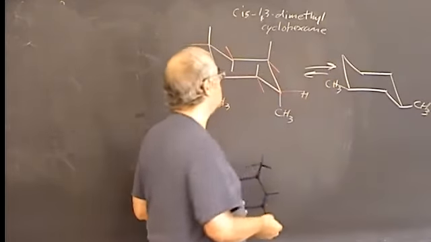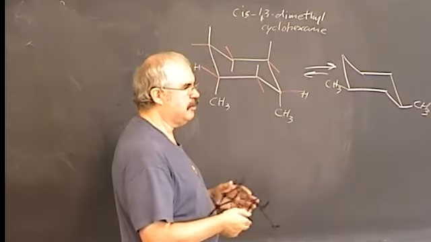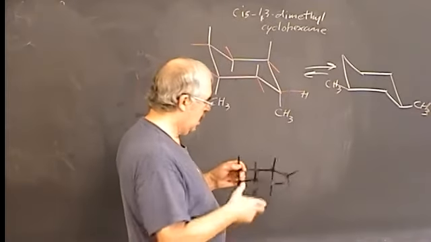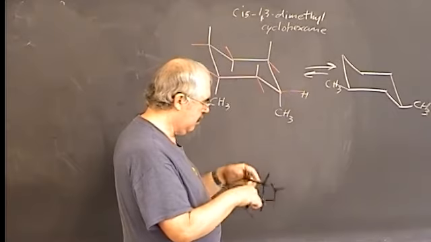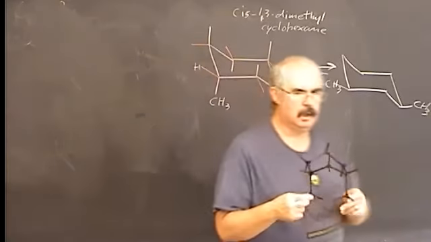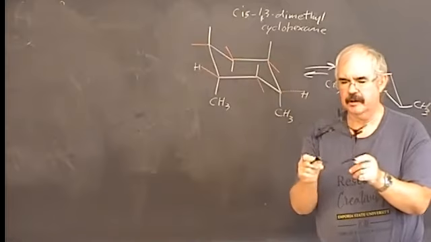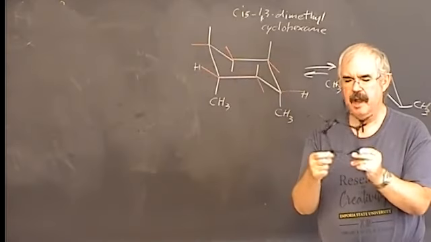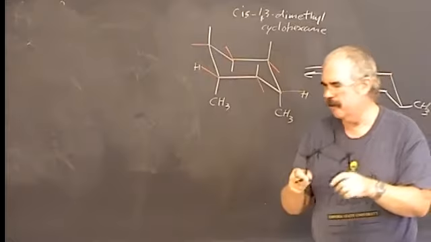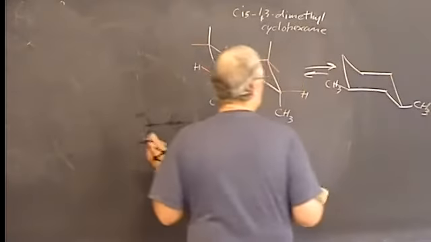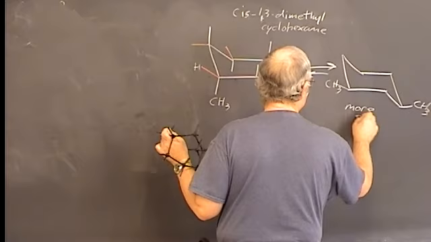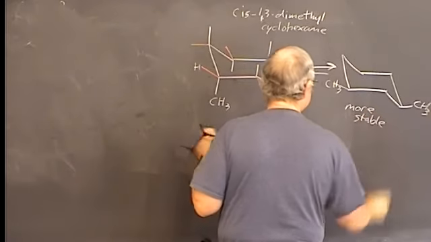Okay, still cis 1,3-dimethyl because I haven't broken or reformed any bonds. When both of these substituents are axial like this, you have a lot of steric strain. There's 1,3-diaxial interactions where these methyls bump into each other and they repel each other. All right, so that means that this form is more stable, lower energy.